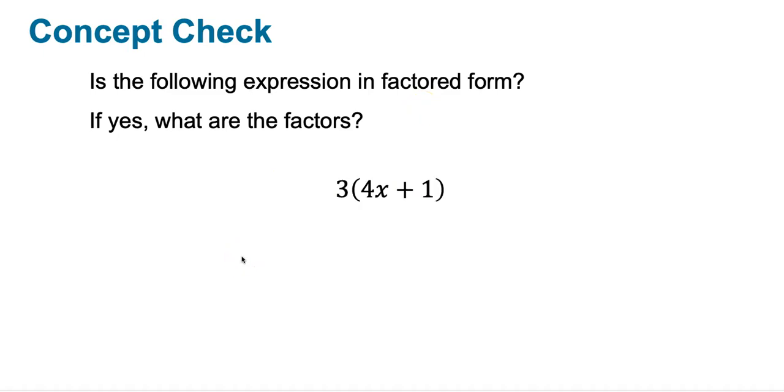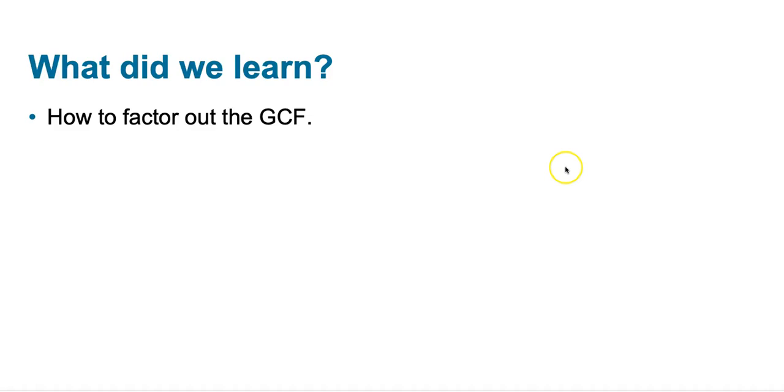Is this in factored form? Yes, because there's multiplication in between here. What are the factors? 3 and 4x plus 1. In this video, we learned how to factor out the GCF from an algebraic expression.